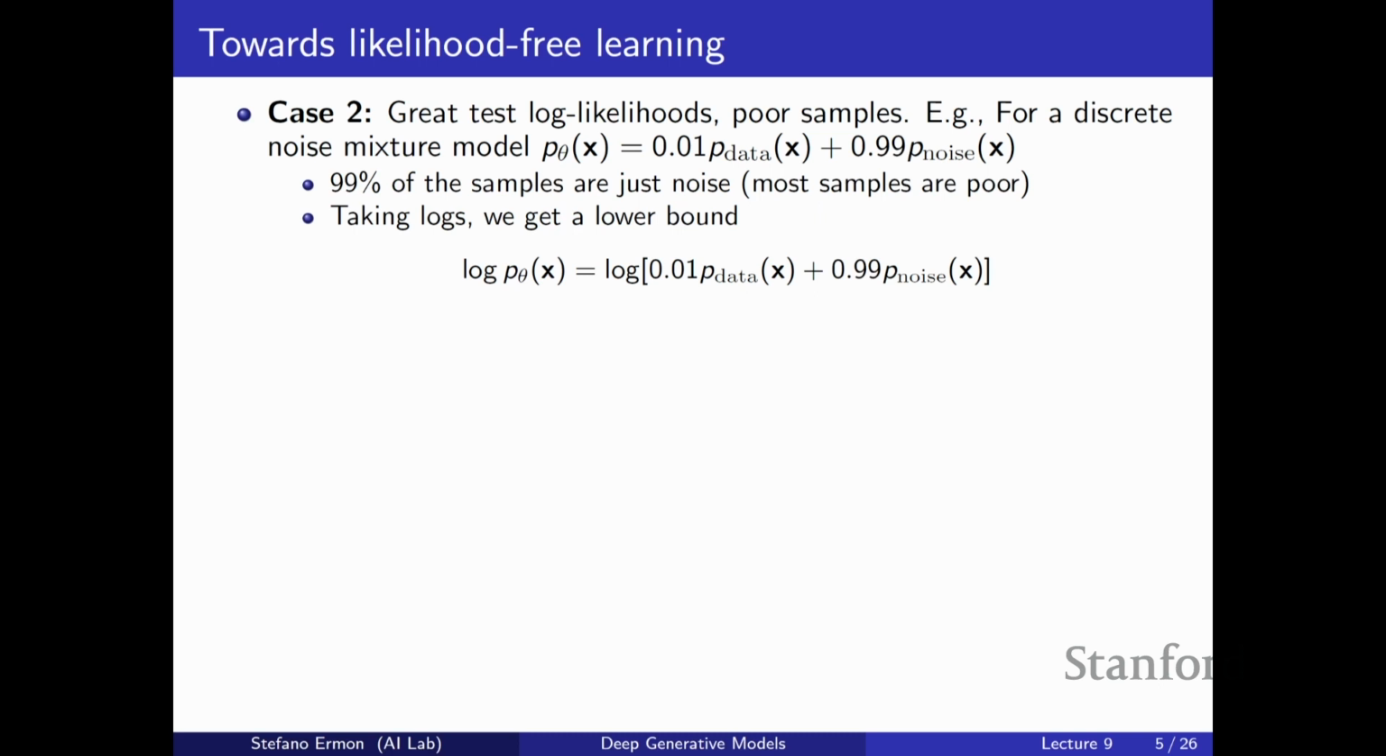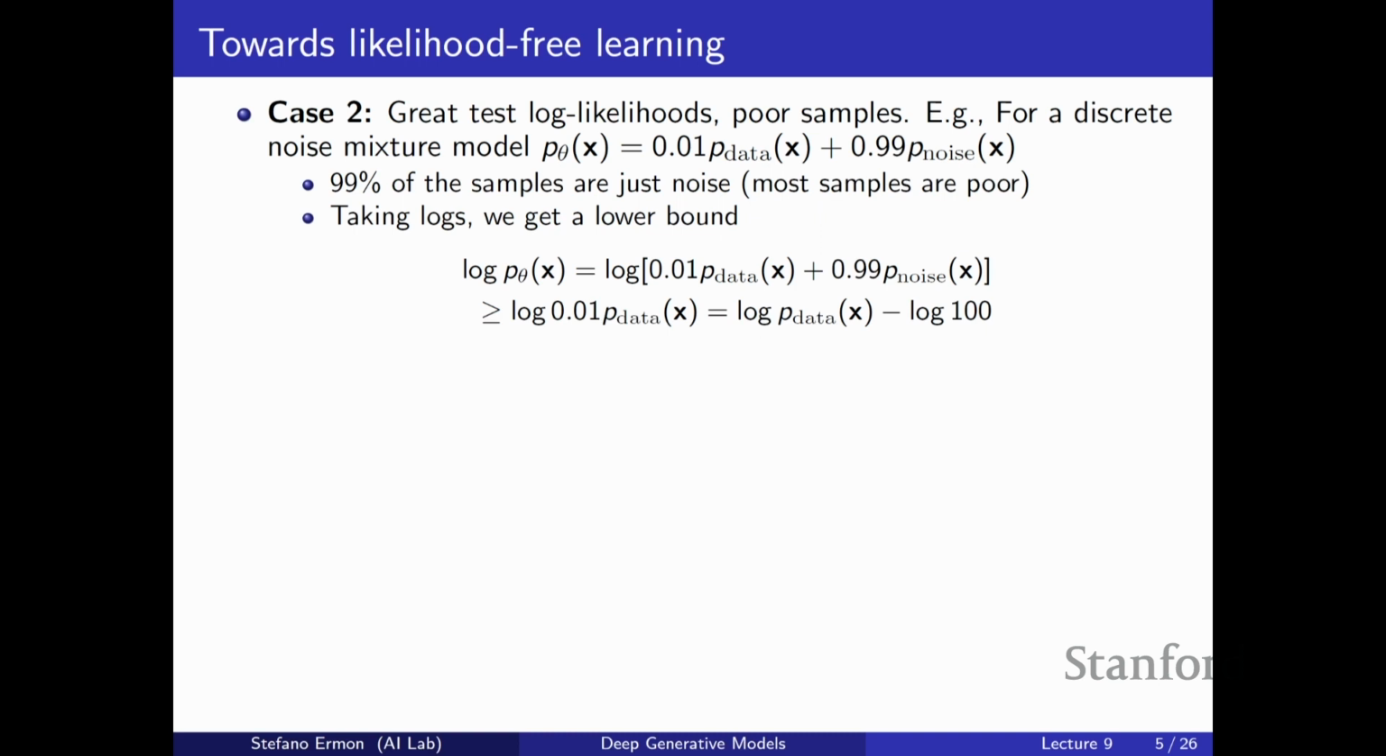And even though the noise distribution could be really bad, the probability is at least as good as there's a 1% probability of sampling from the data. And so the probability assigned to this data point is at least as large as, this is a sum of two non-negative quantities. And so this log is at least as large as the log of that little contribution that comes from the data distribution. And because we're taking logs, the log of 1% times p data is equal to the log of p data minus this log of 100.